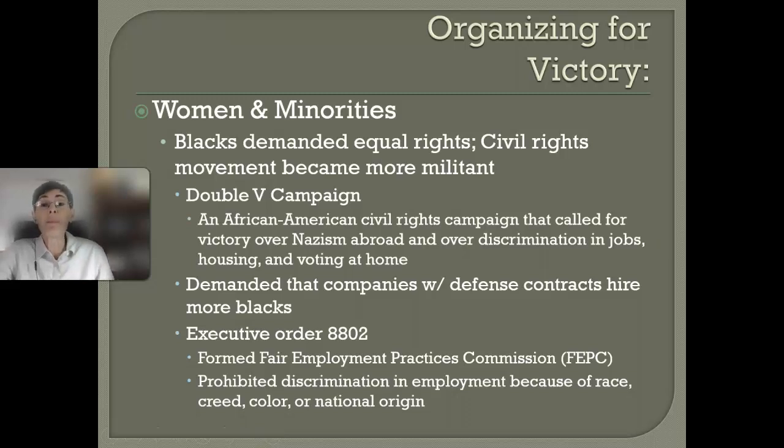The movement became more militant for civil rights. This is going to expand in the 1950s and 1960s. You have this thing called the Double V campaign, an African-American civil rights campaign that called for victory over Nazism abroad and victory over discrimination in jobs, housing, and voting at home. So this was a big civil rights push by the African-American community. They demanded that companies with defense contracts hire more blacks.